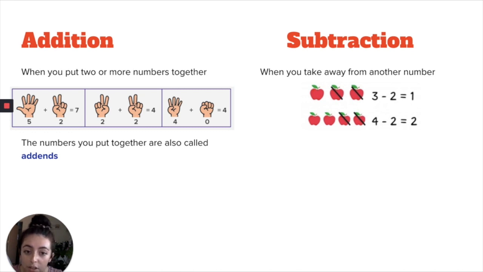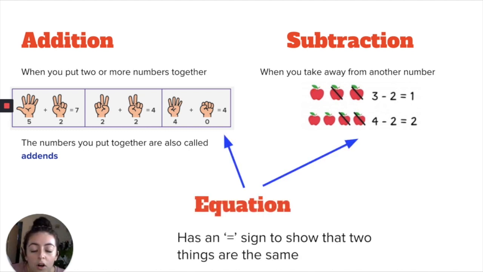Now, subtraction, on the other hand, is when you take away from another number. So, for example, if you have 3 apples and then you eat 2 of them, then you have 1 apple left. And if you have 4 apples and you eat 2 of them, now you have 2 apples left. Both of these are called equations, and an equation is when you have an equal sign to show that the two things are the same. So for example, 3 minus 2 is the same thing as 1, as well as 4 minus 2 is the same thing as 2. And there are addition equations and subtraction equations.